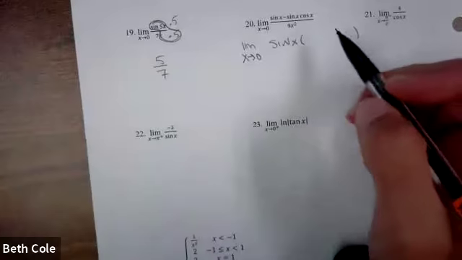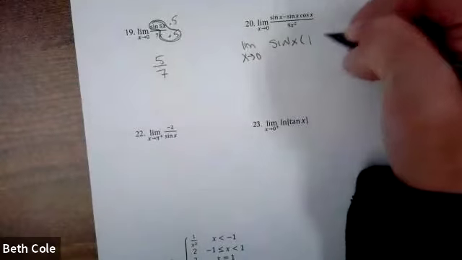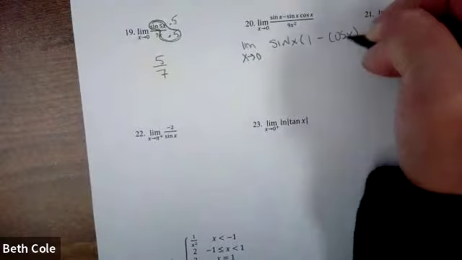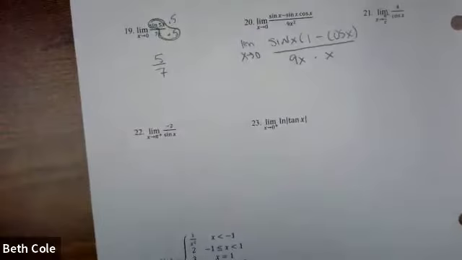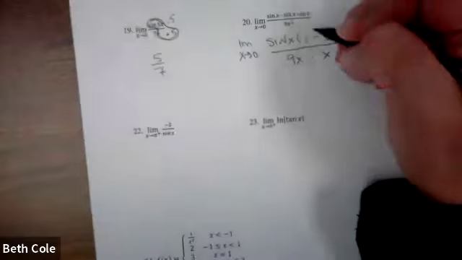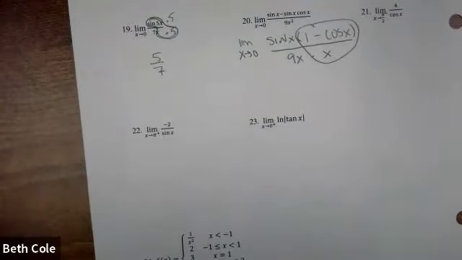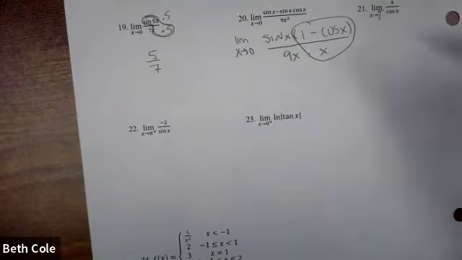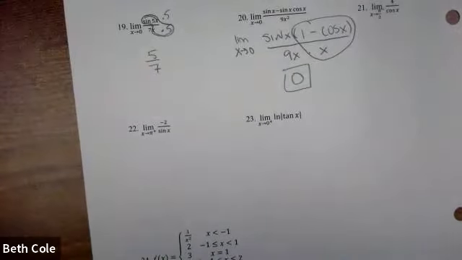So if you undistribute sine x, what are you going to be left with? 1 minus cosine x. Now the denominator, I'm going to write it like this. It means the same thing, 9x times x. The reason I did that is so you could see the property, 1 minus cosine x over x. Let me finish my thought now. Or are you going to answer this? Okay, hold on a second. What does that equal just by definition? 0. 0 times anything is 0. So that's your answer.